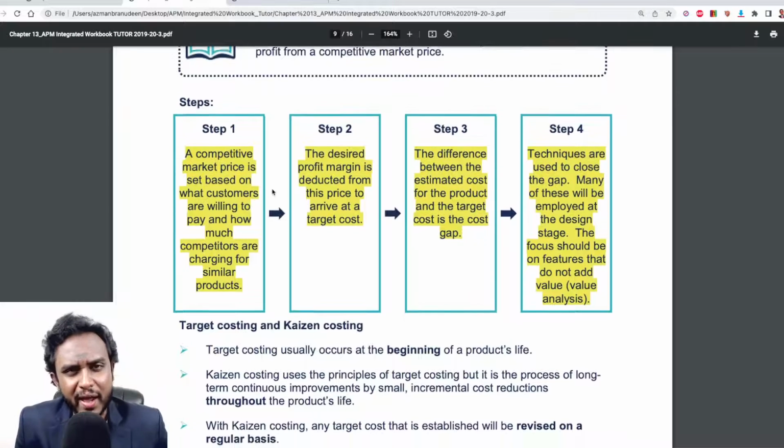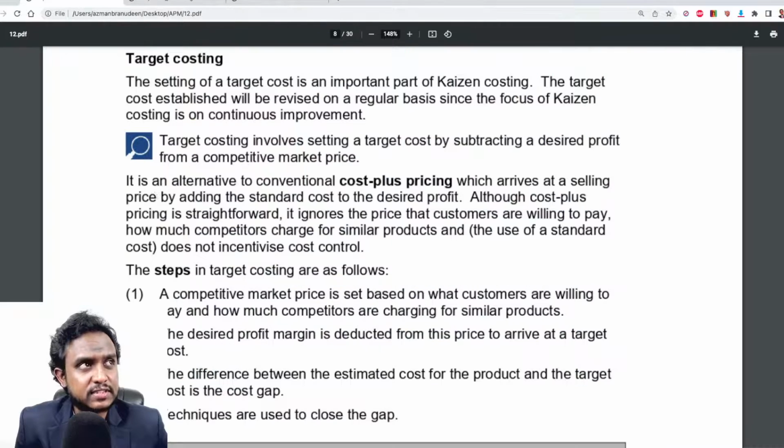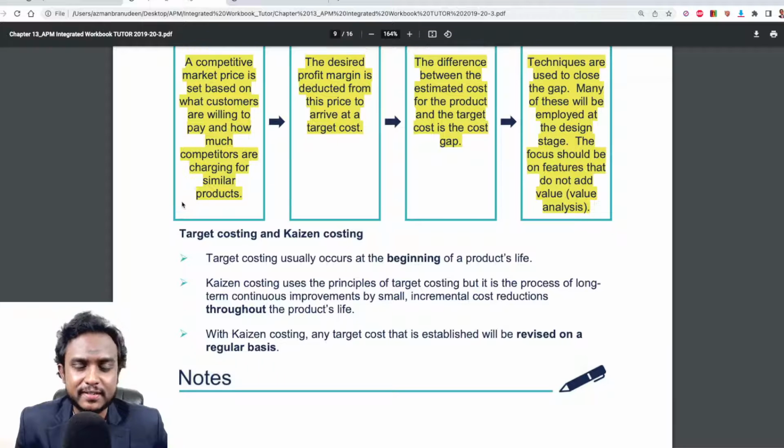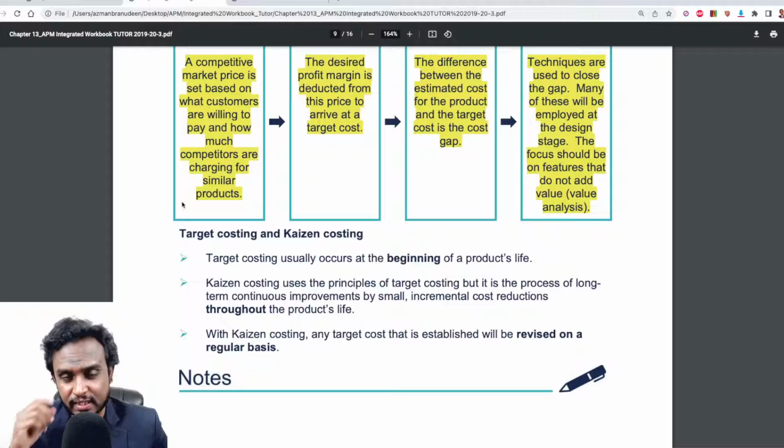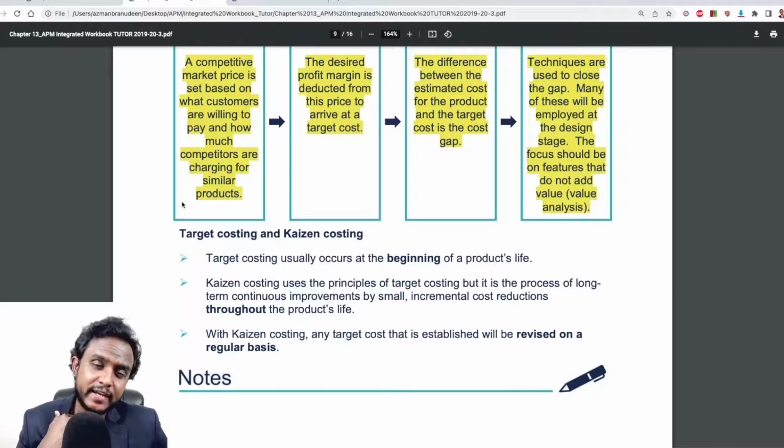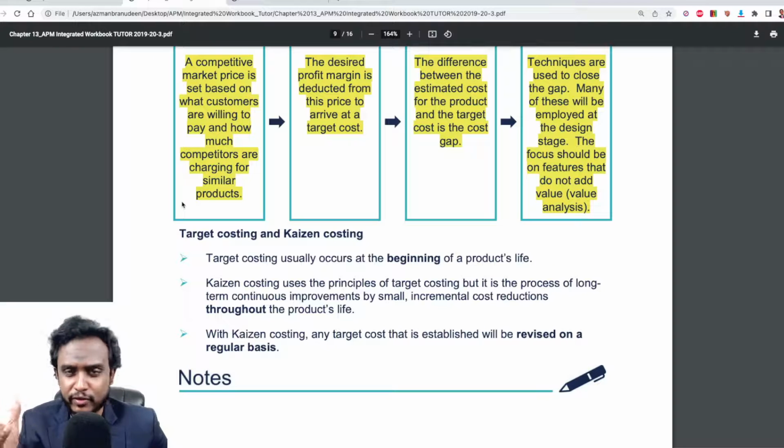Okay. Now, where does target costing fit inside Kaizen costing? Kaizen is continuous improvement. Target costing is something that is used in Kaizen. Now, it happens by revising the target cost. So when you're using target costing in Kaizen, what you're doing is you identify your initial target cost, and then you try different methods to bring down your actual cost to that target cost.